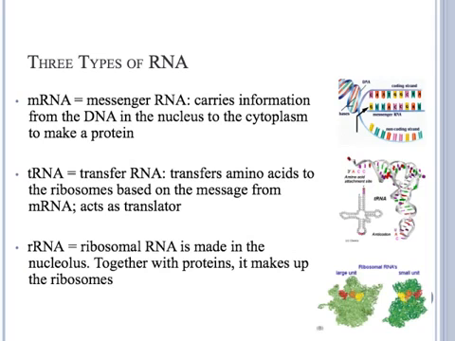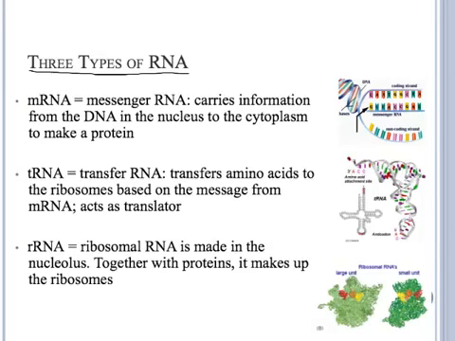Okay, so now let's break down the types of RNA. I'm going to tell you now, there are like 9 or 10 types of RNA that are known to scientists right now, and we're discovering new ones every year. But there are only 3 that we're going to talk about that are going to be important for our class.